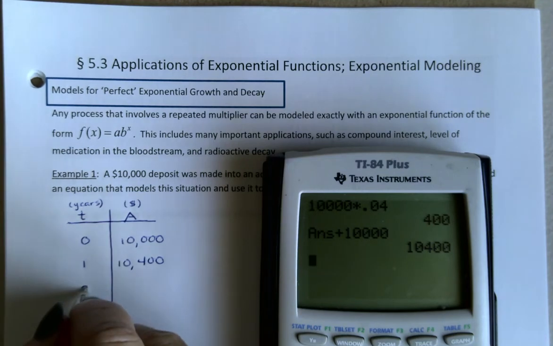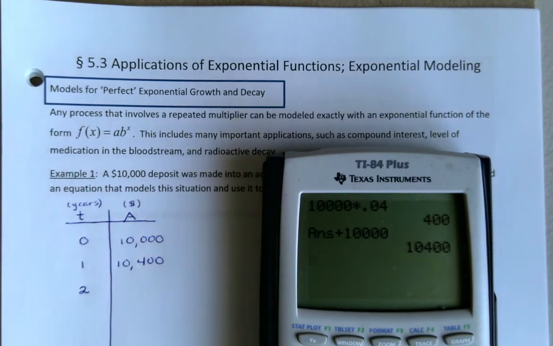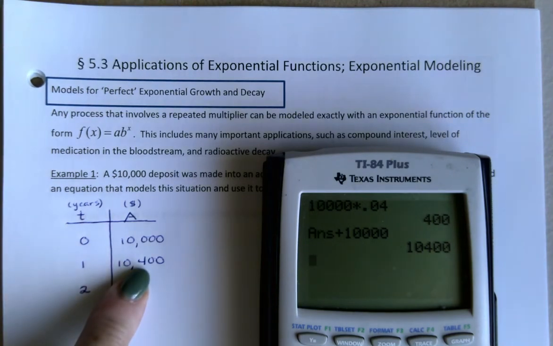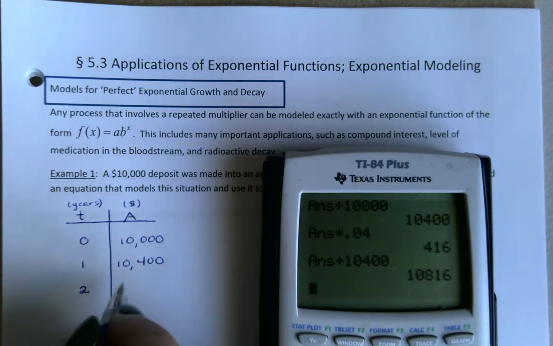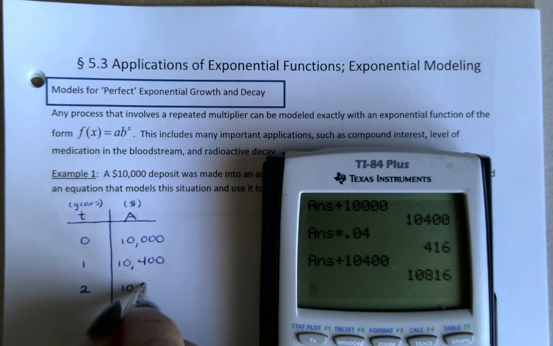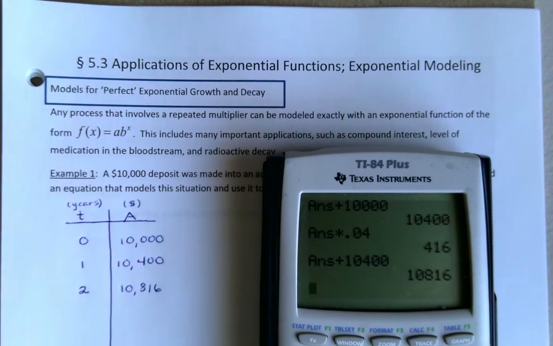All right, let's go to the end of the second year. I'm still earning the 4% interest. And this time, since I started with $10,400, I'd earn 4% interest on that amount. So this year, I'm going to earn $416. Plus, I still have that $10,400. So I end up with $10,816.